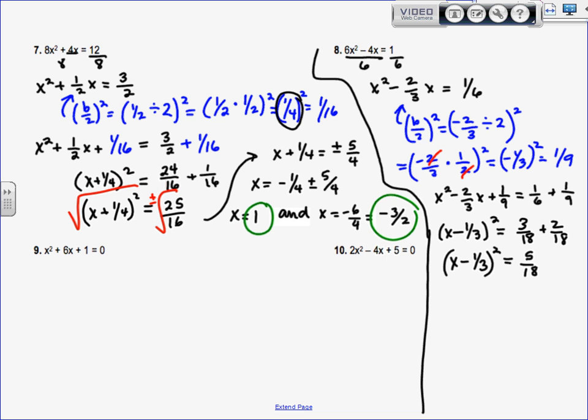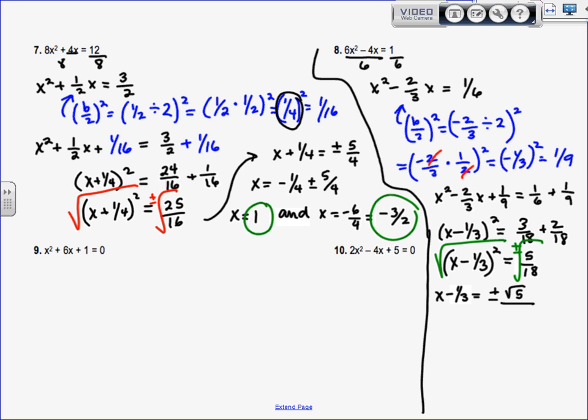I can already tell this one's going to be messy. Do you guys see why it's messy? I'm going to take the square root, and I have the square root of 5 over 18, which is gross. All right, so I'm going to do square root of both sides. So square root, plus or minus. So I get x minus 1/3 equals plus or minus the square root of 5 over 18.